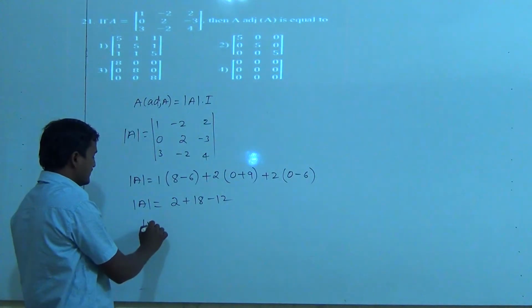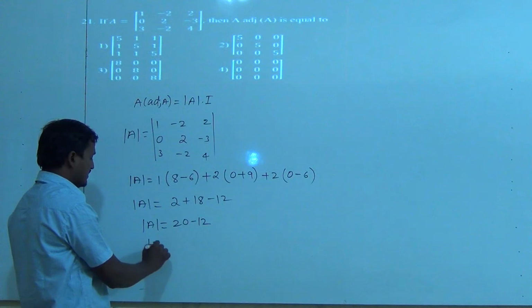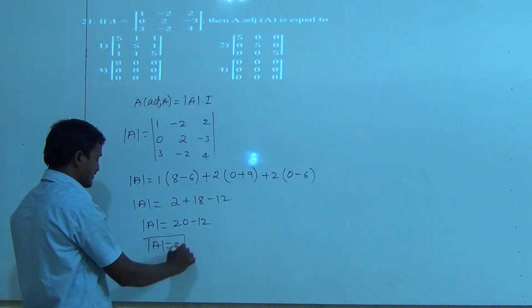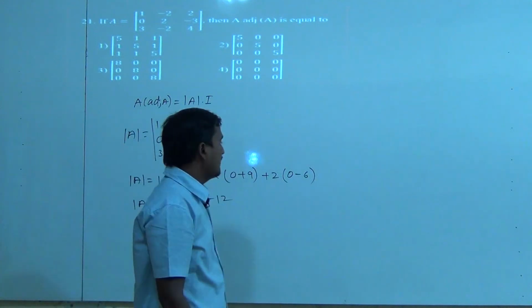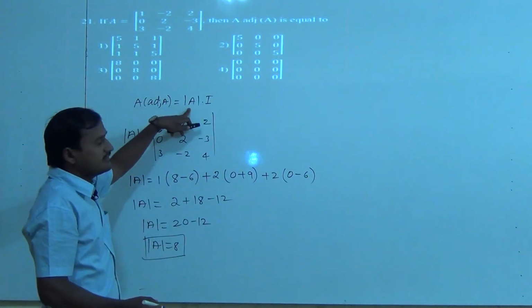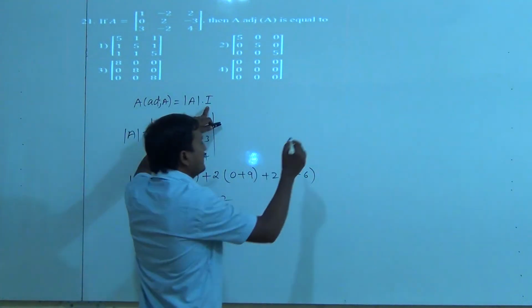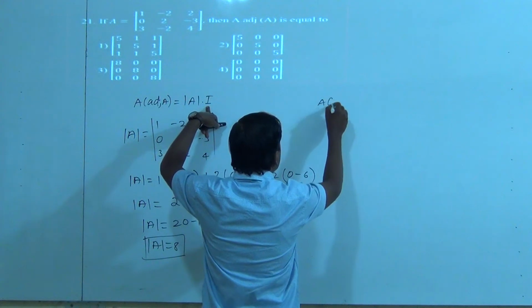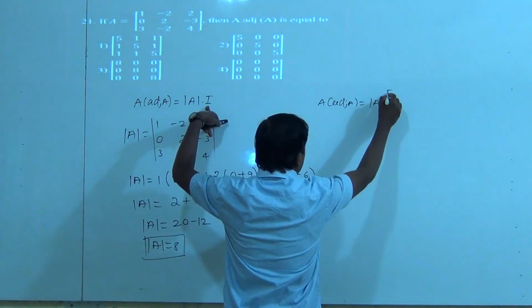So what is the determinant of A? It is equal to 20 minus of 12. So clearly determinant of A is equal to 8. Now we got the value of determinant of A, right? So what is the result? A into adjoint of A equal to determinant of A into I. So therefore, A into adjoint of A is equal to determinant of A into I.